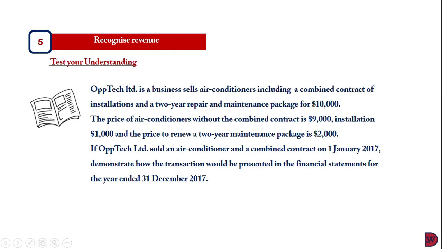So let's test our understanding. Uptech Limited is a business that sells air conditioners, including a combined contract of installation and a 2-year repair and maintenance package for $10,000. Now, the price of air conditioners without the combined contract is $9,000, installation $1,000, and the price to renew a 2-year maintenance package is $2,000. Now, if Uptech sold an air conditioner and a combined contract on 1st January 2017, demonstrate how the transaction will be presented in the financial statements for the year ended 31st December 2017.